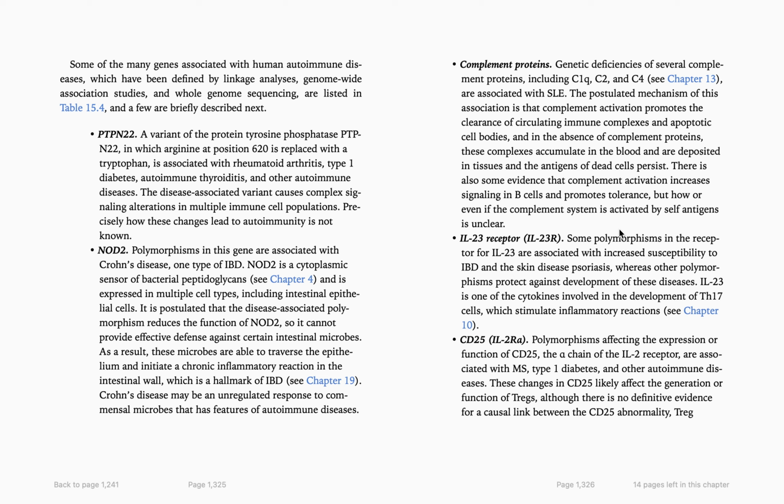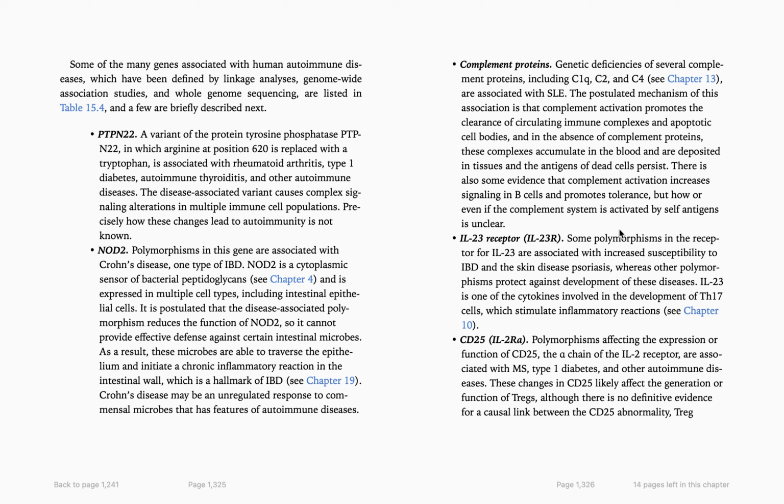Complement proteins. Genetic deficiencies of several complement proteins, including C1q, C2, and C4, are associated with systemic lupus erythematosus. The postulated mechanism for this association is that complement activation promotes the clearance of circulating immune complexes and apoptotic cell bodies. In the absence of complement proteins, these complexes accumulate in the blood and deposit in tissues, and the antigens of dead cells persist. There is also some evidence that complement activation increases signaling in B cells and promotes tolerance, but how, or even if, the complement system is activated by self-antigens is unclear.